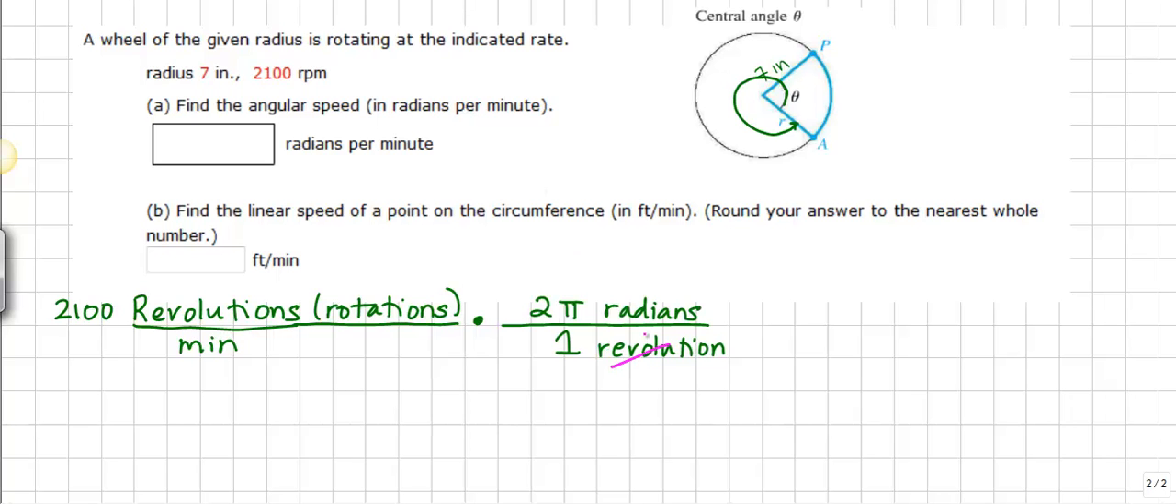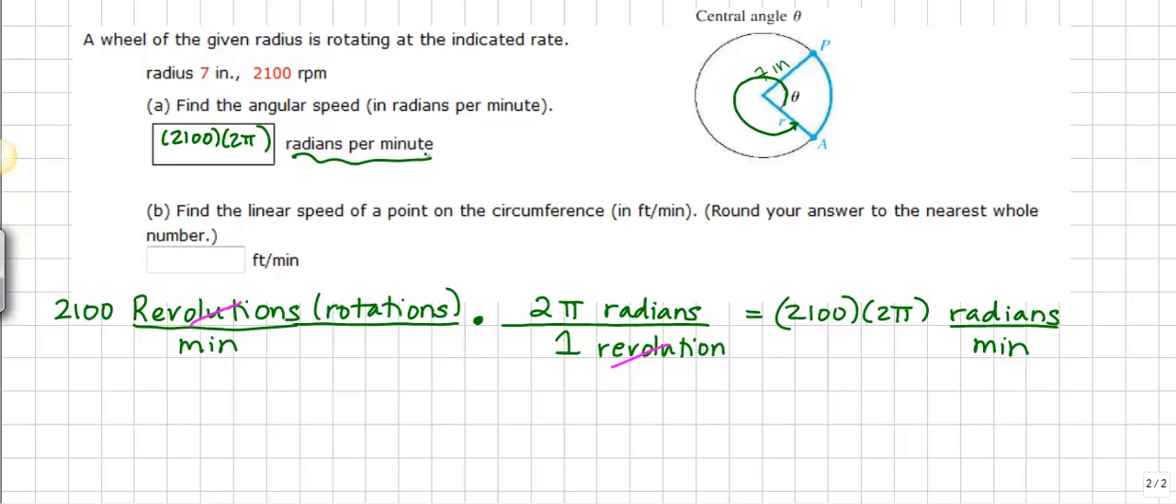So now our units cancel here and here, and we would just simply naturally be left with 2100 times 2 pi, and our units just naturally fall as radians per minute. This is angular speed because we measured the angle the wheel rotates through in 1 minute. Okay, and if you got the calc pad, you don't even have to simplify. Notice you don't have to put the units in, they're already typed out for you. Okay, so that's part A.